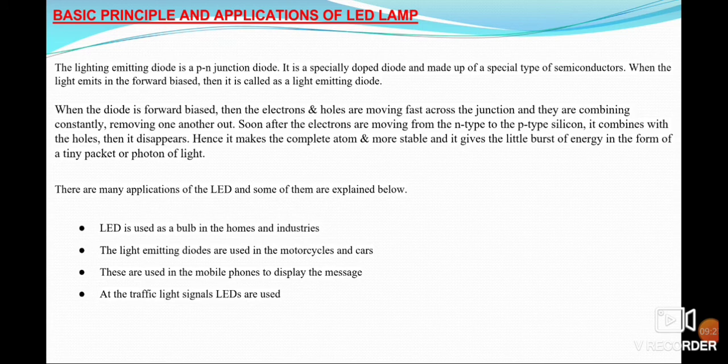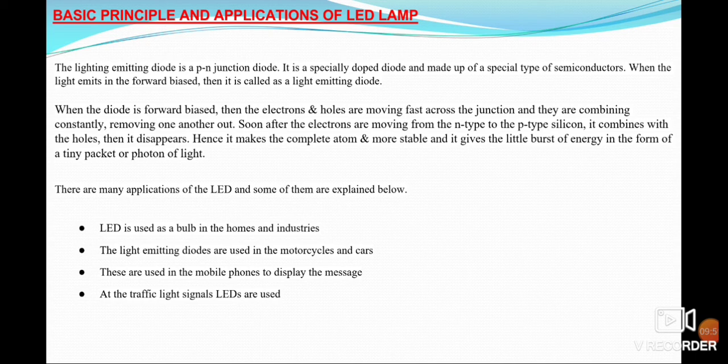Next is the basic principle and application of LED lamp. An LED lamp basically consists of a PN junction diode. It is a specially doped diode made up of a special type of semiconductor. So when it emits light in the forward biased mode, it is called a light emitting diode.